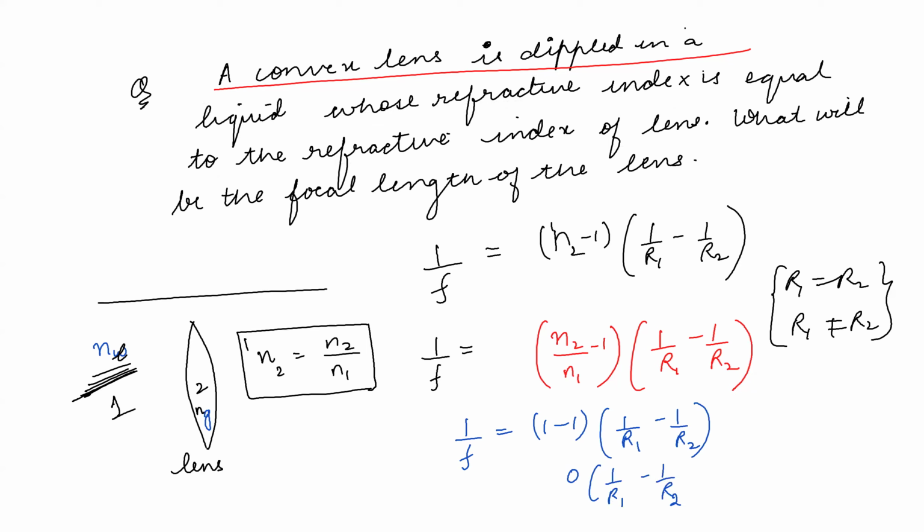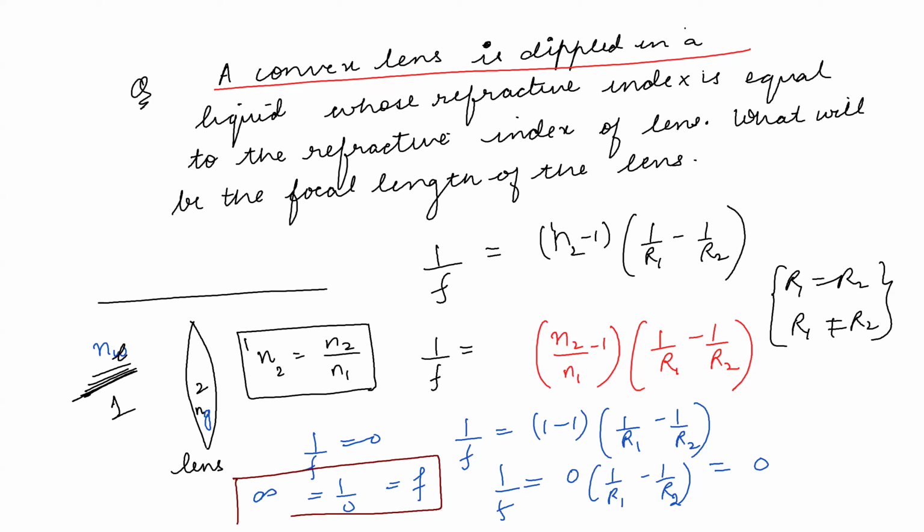And hence everything comes out to be 0. So 1 by focal length, if it is 0, the focal length here will be 1 by 0, which is nothing but what? Infinity. Yes or no? That means what is infinity?